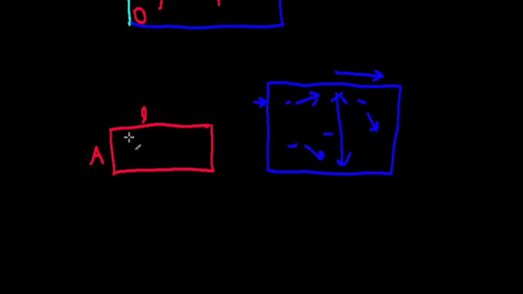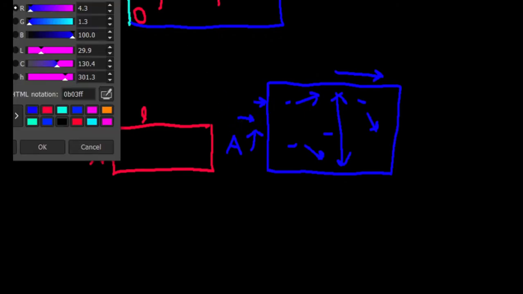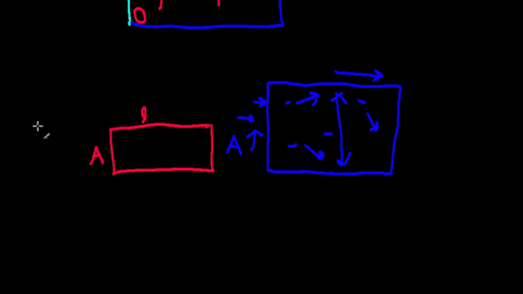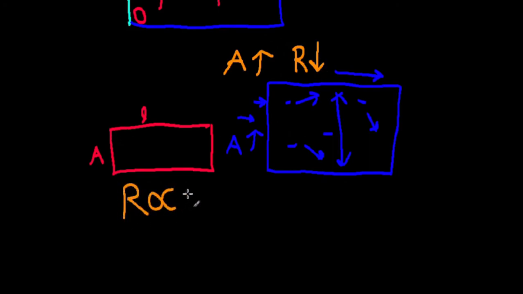Your area increased, and so your resistance actually decreased. So let's write that down. Your area has increased and your resistance has decreased. And we can also write a very specific, simple relationship for this. The resistance is inversely proportional to the area.